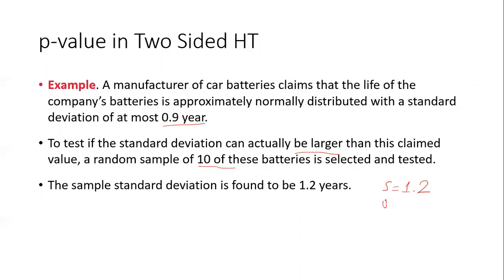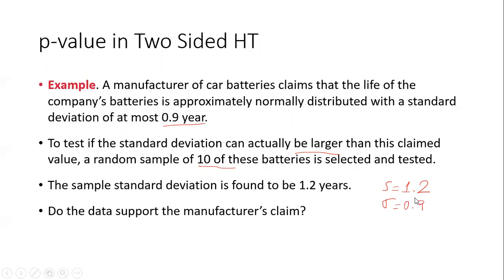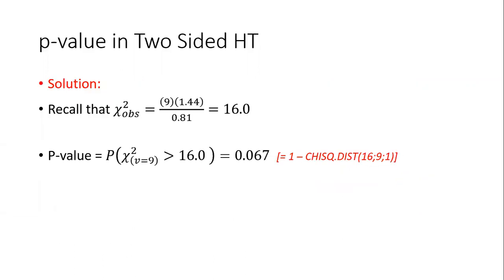Remember, what was the claim? The claim was sigma is equal to 0.9, right? So, do the data support the manufacturer's claim? Just use a 0.05 level of significance. First, in order to find the p-value, I calculate the chi-square observed. Chi-square observed is n minus 1 times s squared divided by sigma squared. So this is equal to 9 times 1.44 divided by 0.81, which is equal to 16.